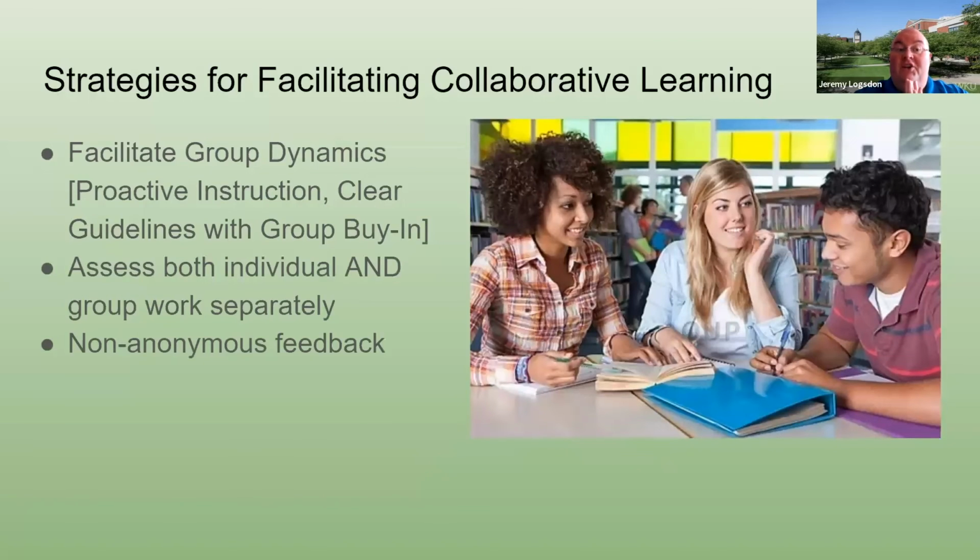So whenever I do group work or collaborative learning group work, I like to assess both the individual and the group work separately. And I also collect non-anonymous feedback. What I mean by that is I do not allow my students to give feedback on the group without putting their name on it. Again, I teach adults, and if you're 12th grade or lower, you may want to do that differently. I don't have them share it with the entire group. I know who said what about the other group members, and I have them assess both themselves and each other.